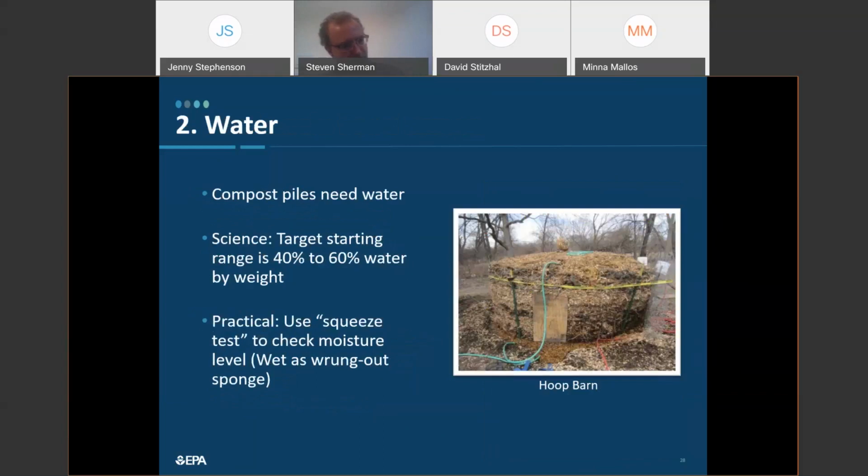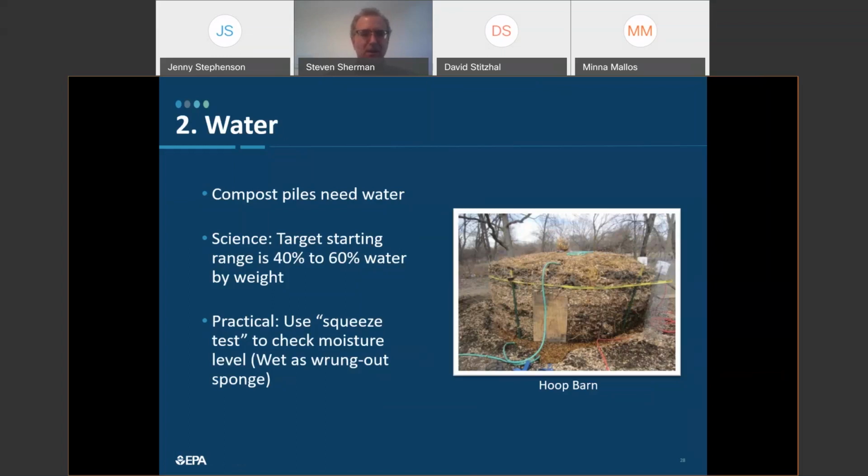Okay, so we covered feedstocks, the food. Now we're covering water. Compost piles need water, and like everything else, not too little, not too much. The target starting range is 40 to 60% water by weight. No need to write that down.